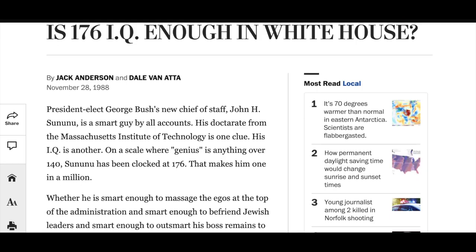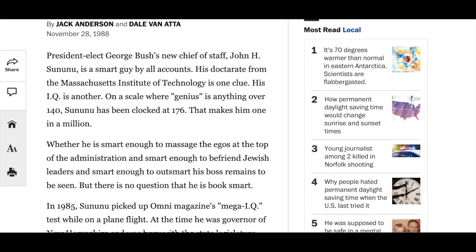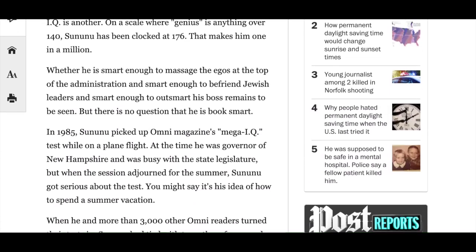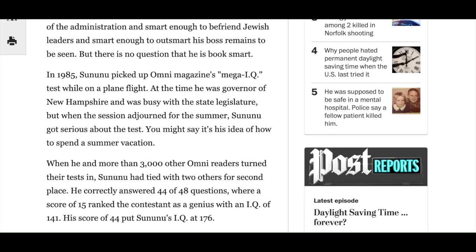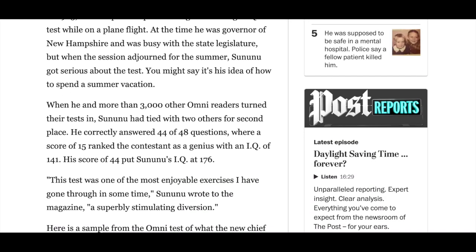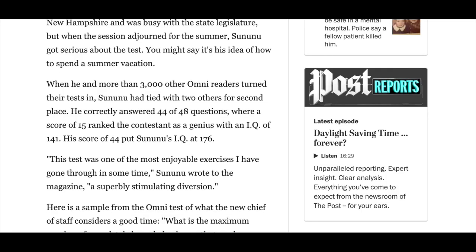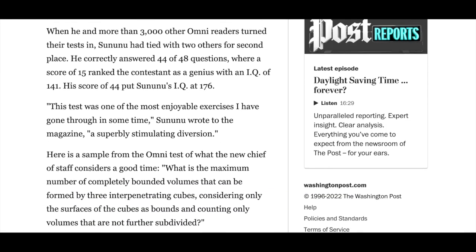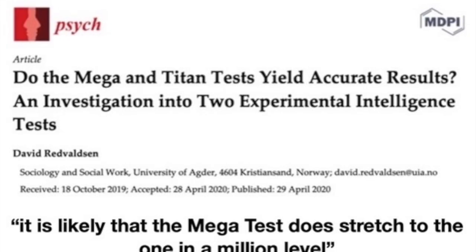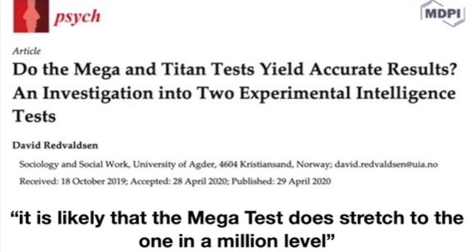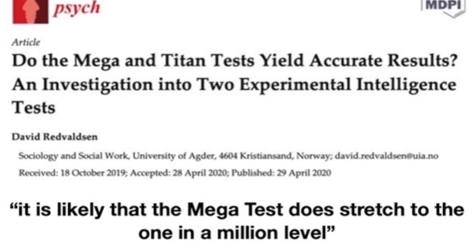The Washington Post literally ran an entire article on White House Chief of Staff John Sununu's impressive result on the test, listing some of the brutal questions, affirming its selectiveness, and mentioning that MIT PhD Sununu's score had been narrowly beaten by the guy who literally wrote the book on how to unscramble the Rubik's Cube. The peer-reviewed journal Psych would eventually publish a paper to the effect that the Mega Test did, quote, likely stretch to the 1 in a million level.